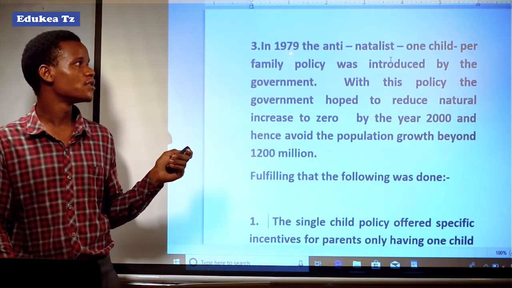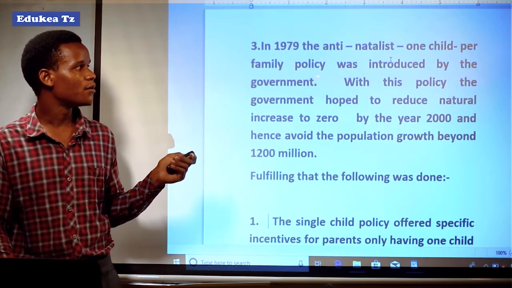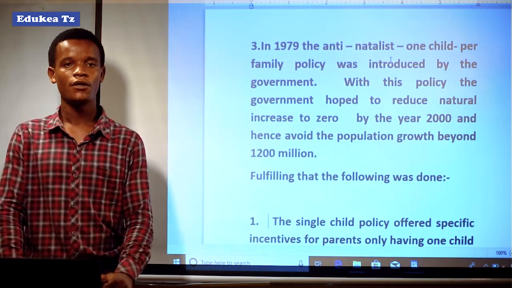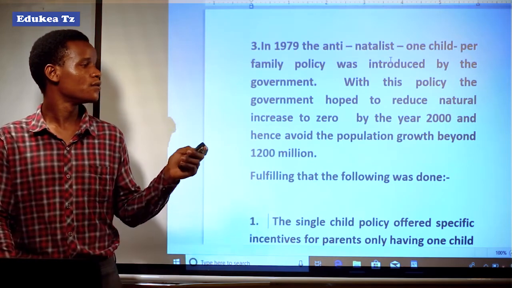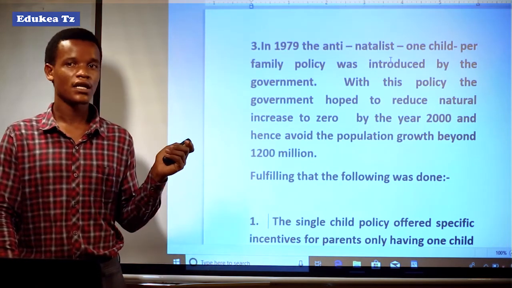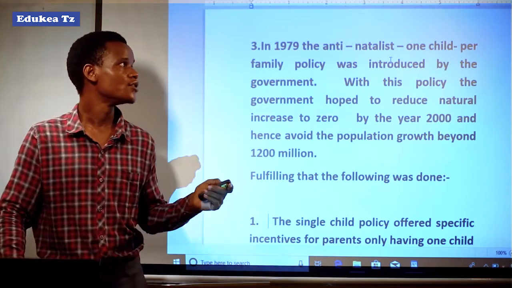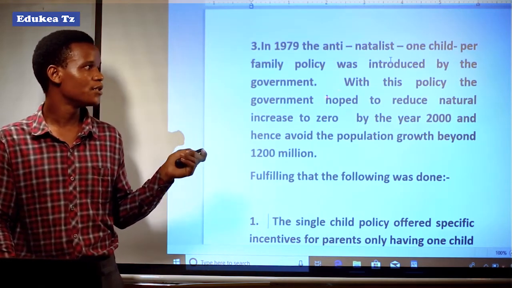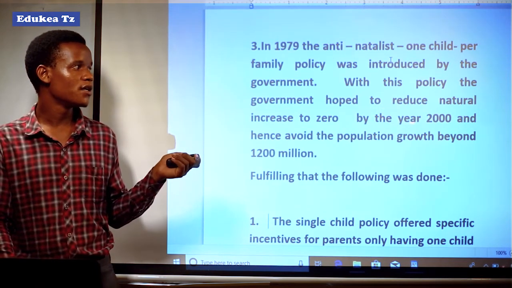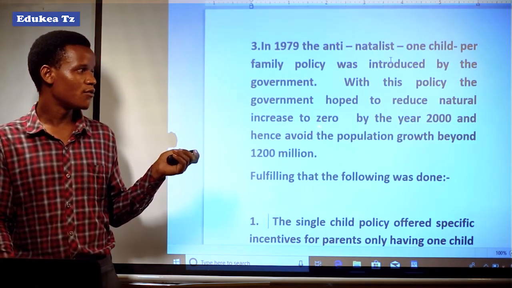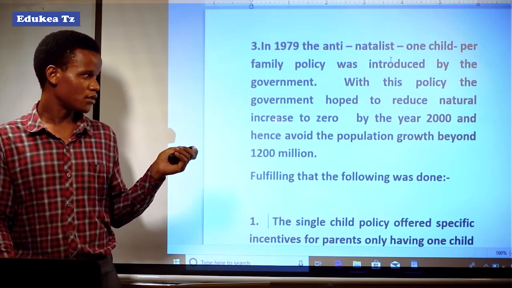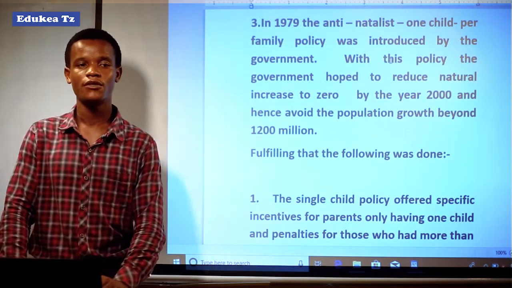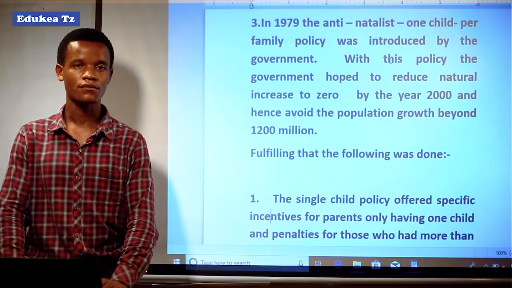Another is that in 1979, the anti-natalist one-child-per-family policy was introduced by the government. Even the government of China saw that 3 children per family was a large number. So in 1979, they came up with the idea of every family having 1 child. With this policy, the government hoped to reduce natural increase to 0 by the year 2000, and hence prevent the population from growing beyond 1,200 million.